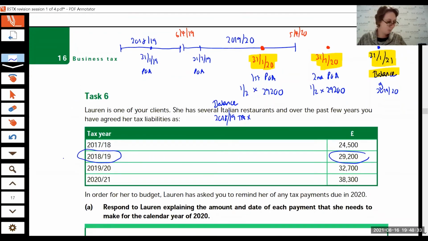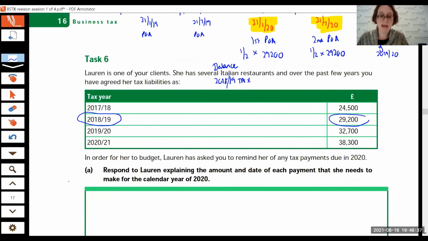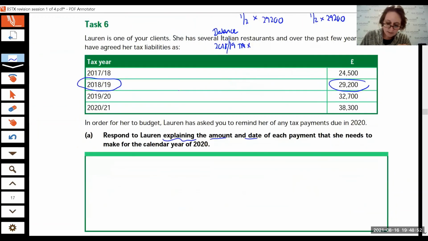I'm going to now work out in my answer to Lauren how much is going to be paid when. So respond to Lauren explaining. Look at that word explaining. So making sure I'm clear about the amount and the date of each payment she needs to make. Let's start with the balance of 18-19 then.